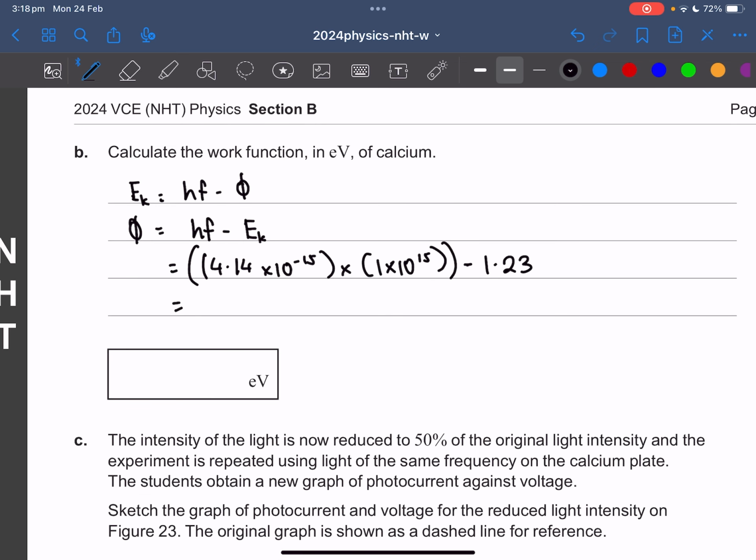So now if I were to calculate that in my calculator, 4.14 times 10 to the minus 15 times 1 times 10 to the 15, minus 1.23. So I get 2.91 eV. Okay?